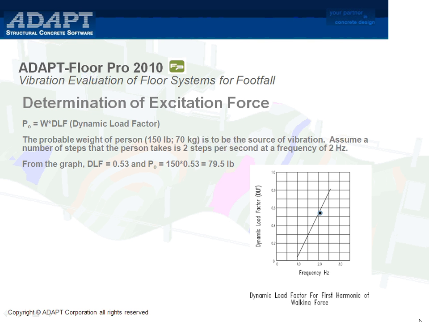The second step is to determine the excitation force, and for this example we're using footfall as the source of vibration, so we're going to calculate P0 equals the weight of the person times a dynamic load factor. The probable weight of the person we're going to use is 150 pounds, and we're going to assume a number of steps that the person takes is 2 steps per second at a frequency of 2 Hz. So from the chart we can determine a dynamic load factor of around 0.53, which would give us a constant force of P0 equal to 79.5 pounds. This will be used in determining the acceleration ratio later on.